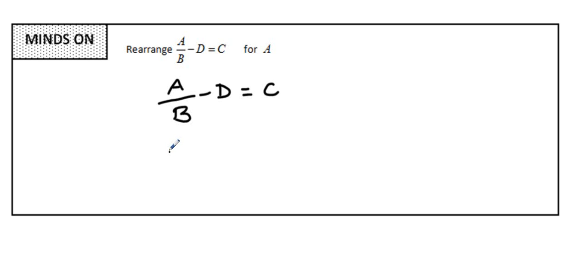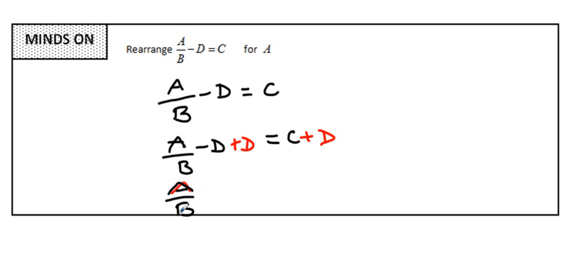So this is going to be a over b minus d, and then we're going to just add d to get rid of it on this side. And of course, what we do to one side, we do to the other. So we're going to add d to this side. All right, so we get rid of that, and we're left with just a over b equals c plus d.